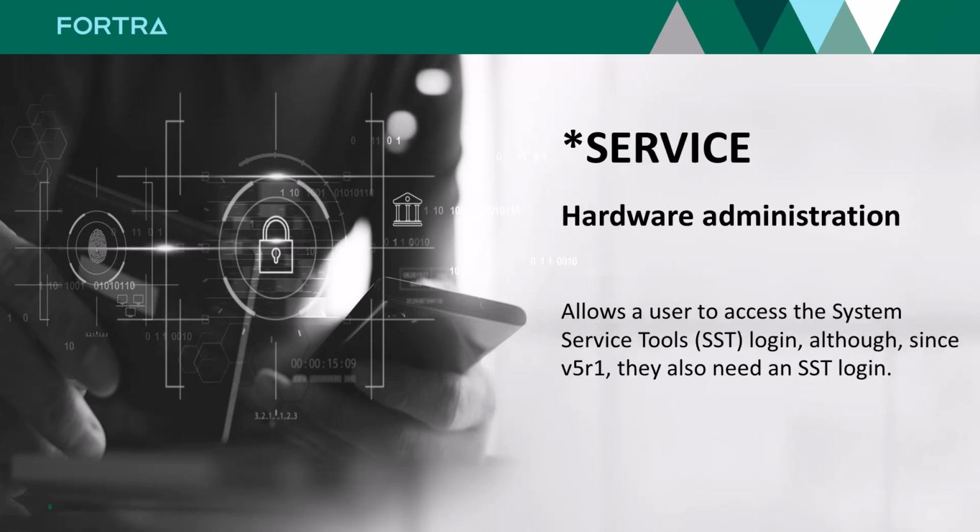The service special authority should be the least granted special authority across your system. It not only allows a user to start service tools, but it can also allow them to start a trace on the system that could expose sensitive information in communications.